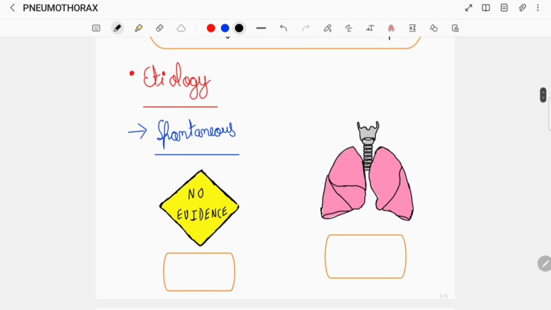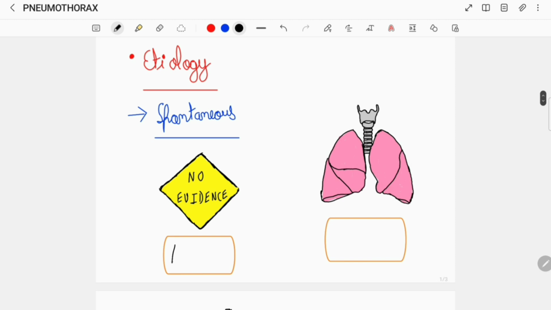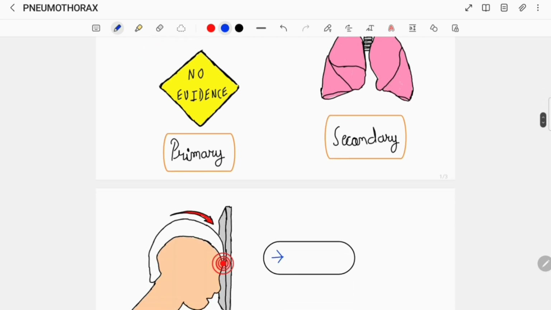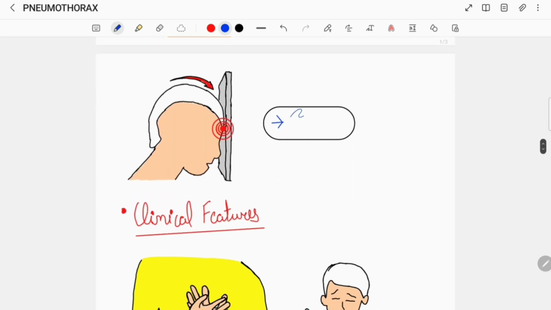Based on the cause, or say the etiology, pneumothorax can either be of spontaneous type, wherein if there is no evidence of an overt lung disease, then it is known as primary spontaneous pneumothorax. And if there is evidence of an underlying lung disease, then it is known as secondary spontaneous pneumothorax.